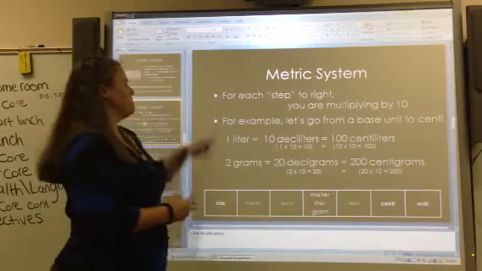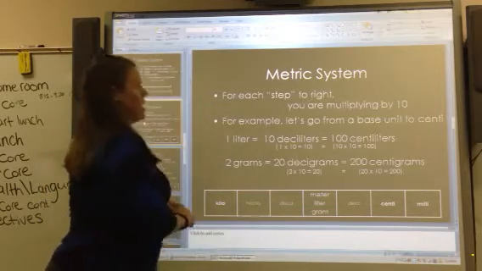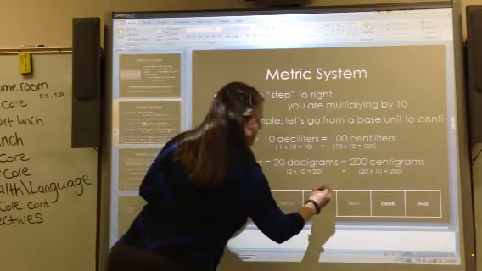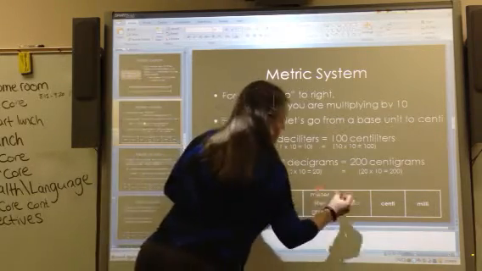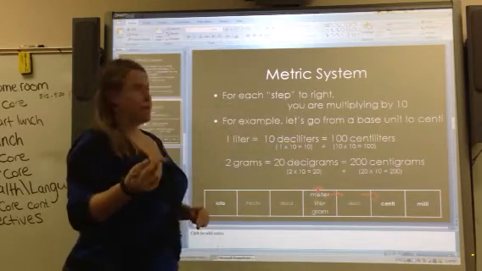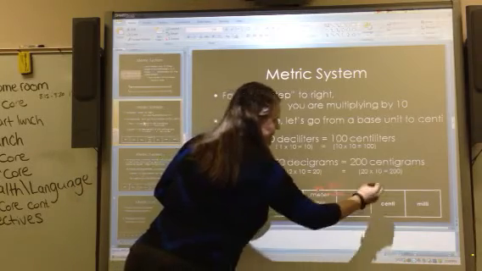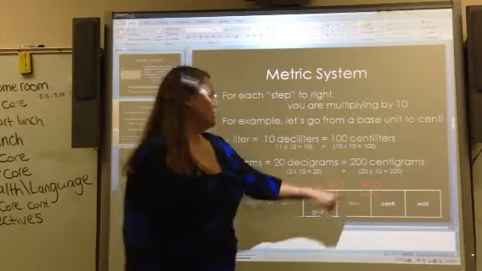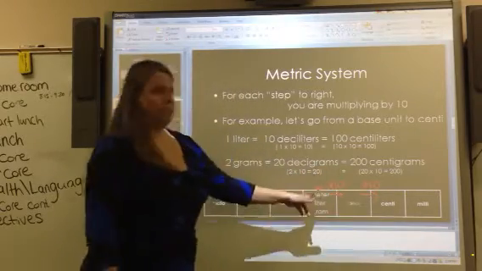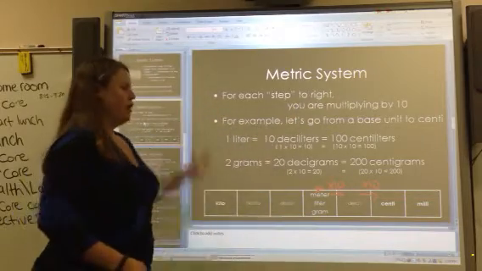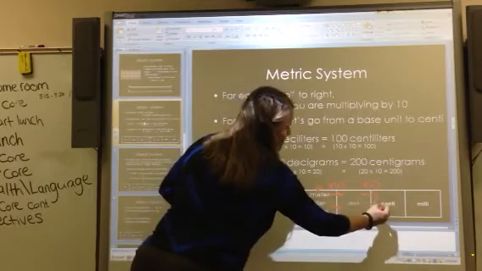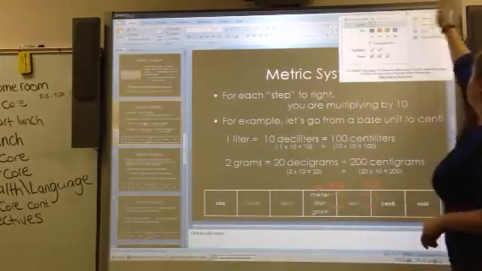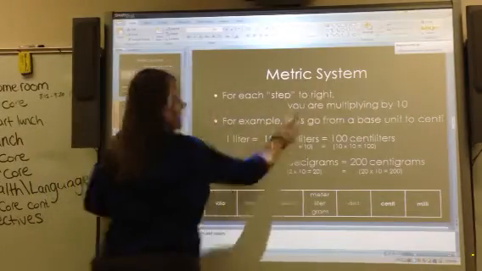This is where we need to start taking some notes. For each step to the right, we are multiplying by 10. For example, let's go from a base unit to a centimeter. If we're starting here and we move to a centimeter, we're going 2 steps over, so you're multiplying by 10 each time: times 10, times 10. If we have 1 meter and we want to get to centimeters, 1 times 10 is 10, times 10 again is 100, and that's how many centimeters are in a meter. So if we move to the right, no matter where you are in the system, you multiply by 10 every step. Every rung of the ladder you take is times 10, times 10, times 10. The key step is moving to the right, you multiply by 10.